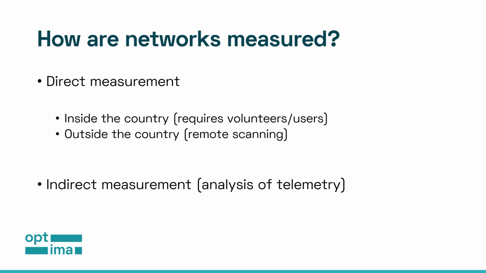Now, this type of measurement can happen in two different ways. It can either happen inside a country locally. In this case, it would happen by volunteers or by users who would connect to a network, and while they're connected to a network, they would run the test themselves. In this case, the benefit is that you're able to gain data which shows you exactly what is happening on the local network as the user would experience it. So you're able from inside the network to see what is happening, and often this can lead to more accurate data.